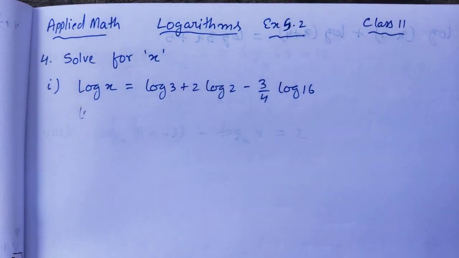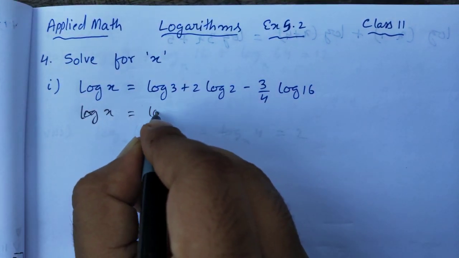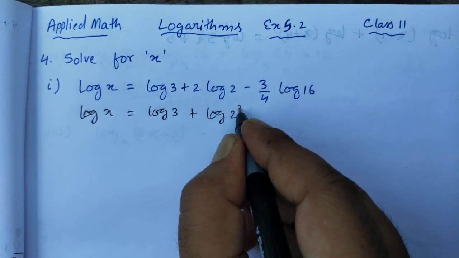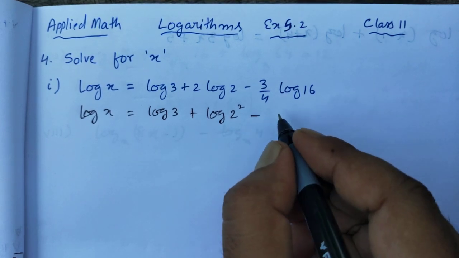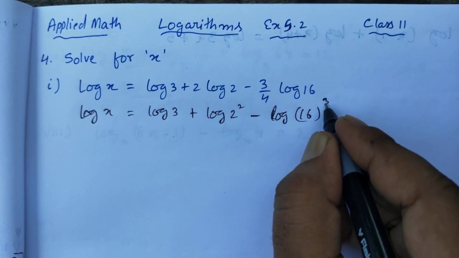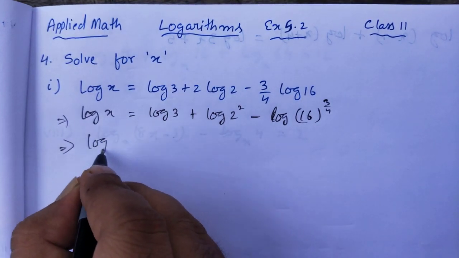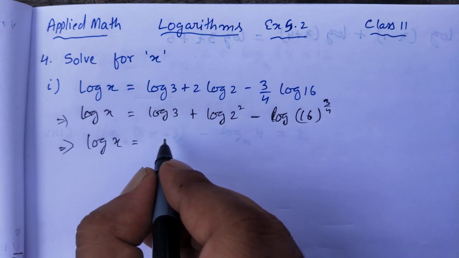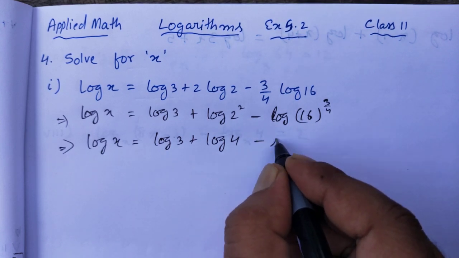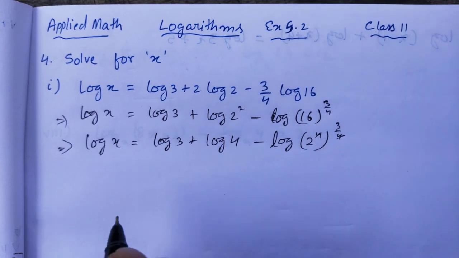So this is log x here. Log 3 plus these two will go up, so log 2 square as per the formula. This will be log 16, power will be 3 by 4. Log x equal to log 3 plus log 2 square is 4. 16 we can write 2 power 4, so power cancel.